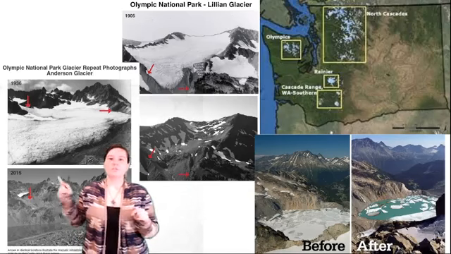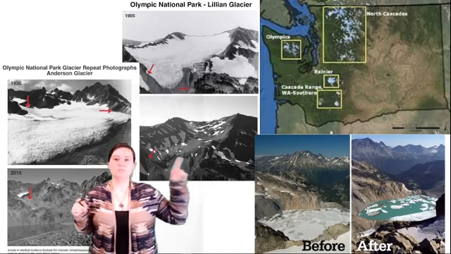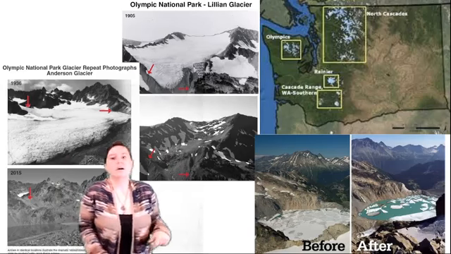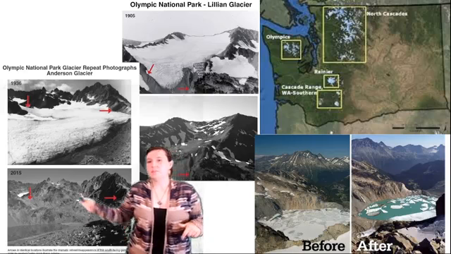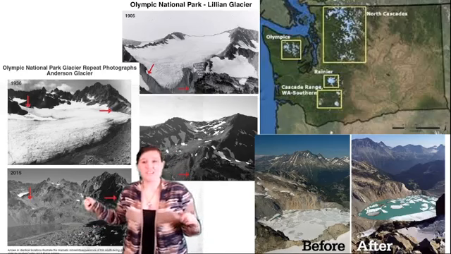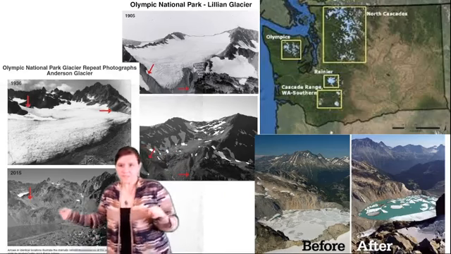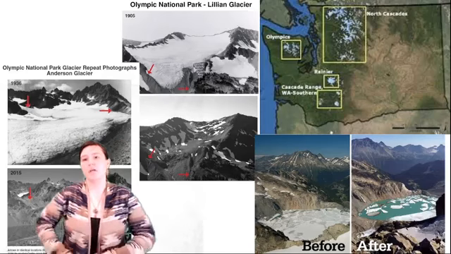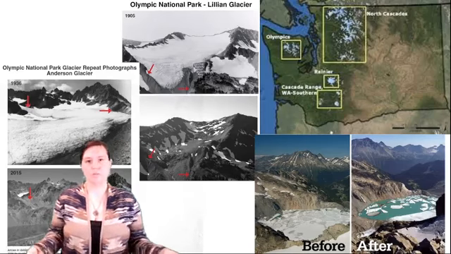So we have our picture here and our picture up here, our before and our after. And some of these have like barely any snow at all. And this is because the temperatures on Earth are warming and we're not seeing as much snowfall as normal.